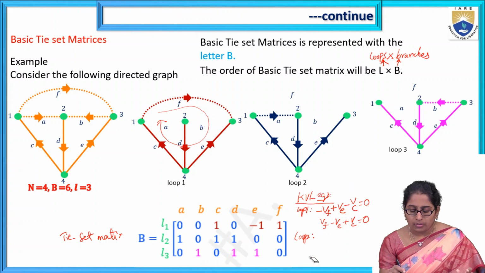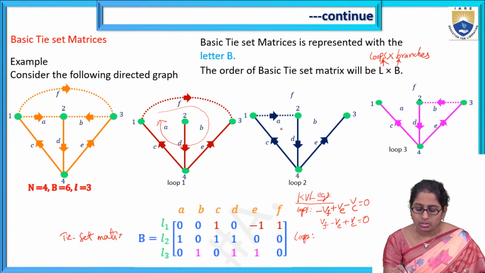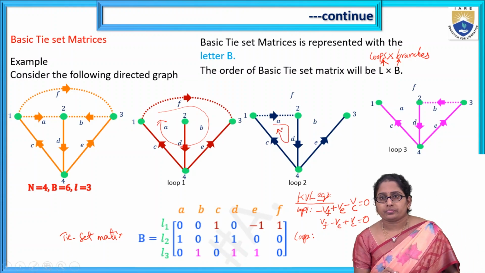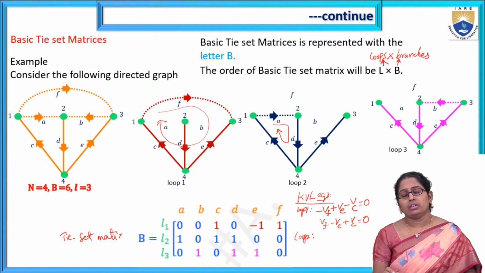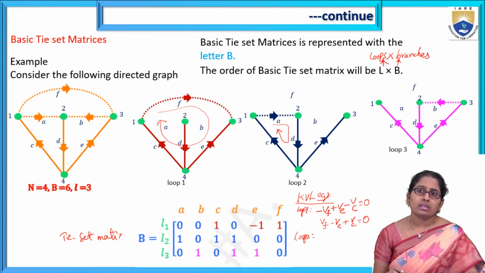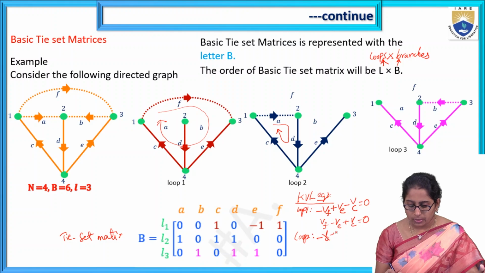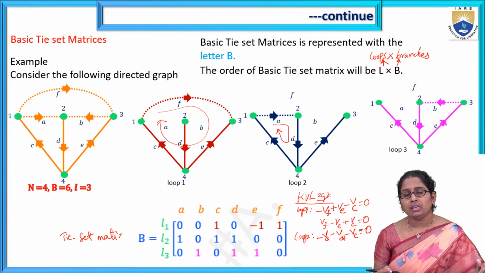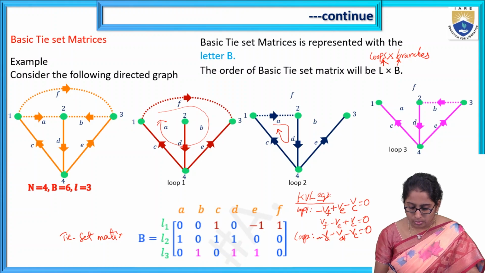Next, for loop 2, write down the KVL equation. Assume a current direction in the loop, the loop current direction, then write down the KVL equation. What will we get? First element is VA, so minus VA. So it is minus VA minus VD minus VC equals 0. In that loop, those are the 3 branch voltages. Now multiply all by minus, so all values will be plus 1.